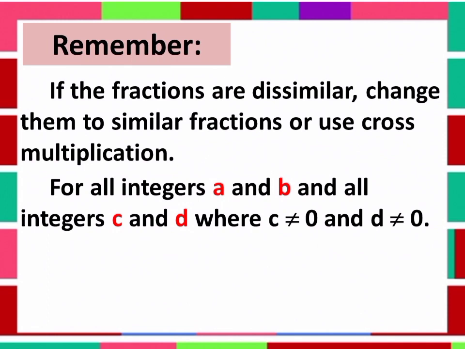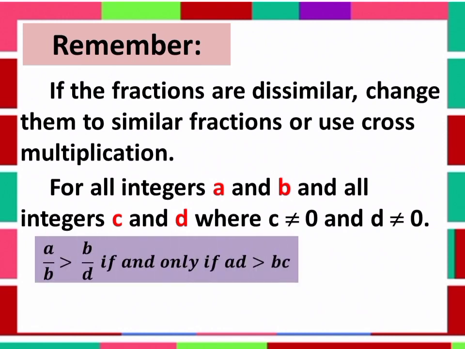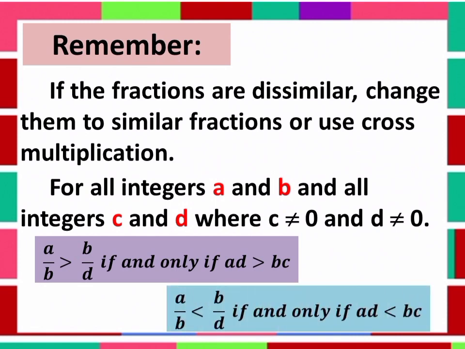So, ganito po yon. A over B is greater than C over D if and only if AD is greater than BC. And A over B is less than C over D if and only if AD, or A times D, is less than BC, or B times C. So, to understand it further, I will give some examples.